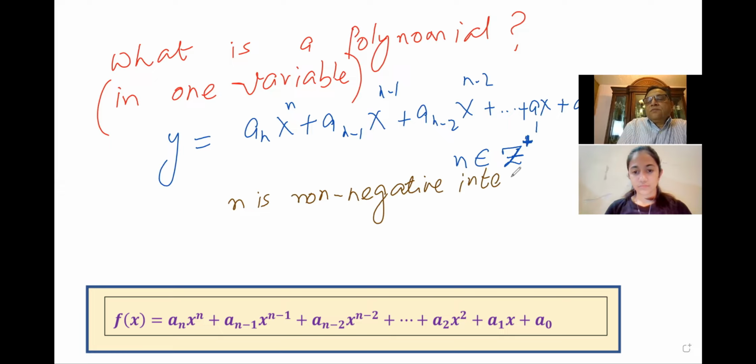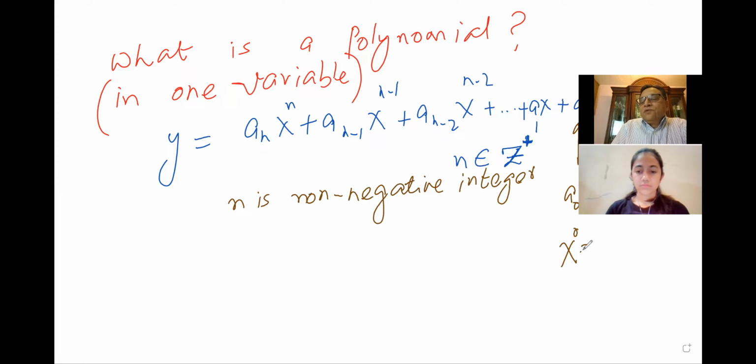Integer. Is that okay? Yes. Because integers could be positive or negative and 0 also. Now, why n? In this case, do you see which we have written a0? It is actually x to the power of 0, right? Anything to the power of 0 is 1, correct? So that place I have not written n.